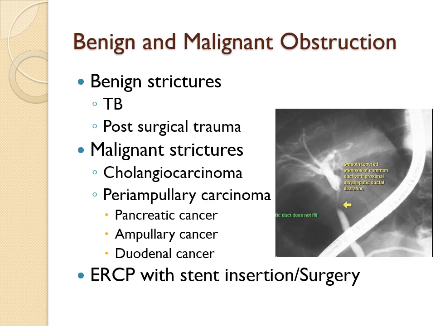For other malignant strictures, you can have metastatic lesions, like for example, lymph nodes, that can also obstruct the bile duct secondary to extrinsic compression. So treatment is ERCP with stent insertion or surgery.